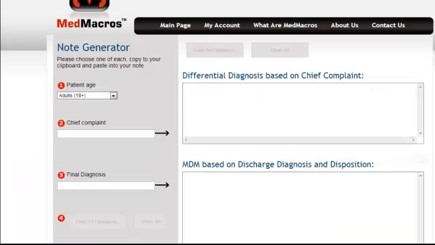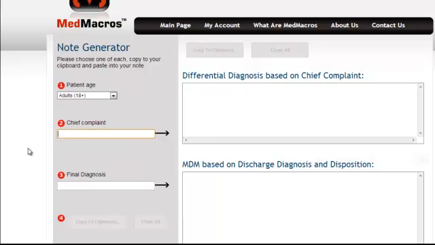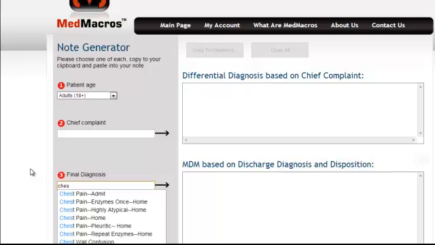Important things to remember in this general overview of the Scribe Augmentation version of MedMacros is number 1, be certain to select the appropriate age. In addition, with the chief complaint, there are some sex-specific materials when there is a difference, such as abdominal pain in a male or female. It is also important that you are very particular and precise in your discharge diagnosis and disposition to generate the correct medical decision-making materials.